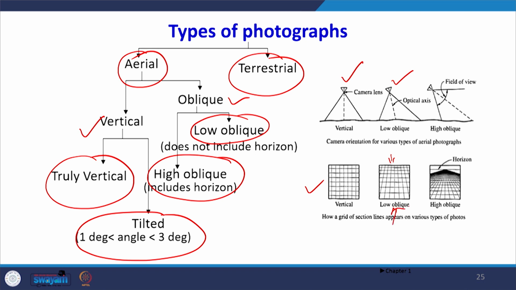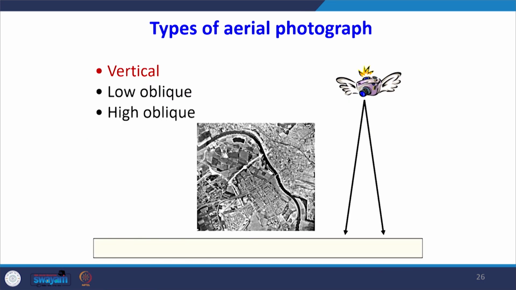In a high oblique photograph, when the camera axis is further inclined, we can see the ground as well as the horizon. So I think it will be more clear in the next slide. This is a vertical photograph. Here the camera is looking downward, and this vertical photograph is quite useful to us for engineering mapping purposes. The camera is looking downward, and this is a 23 centimeter by 23 centimeter format.